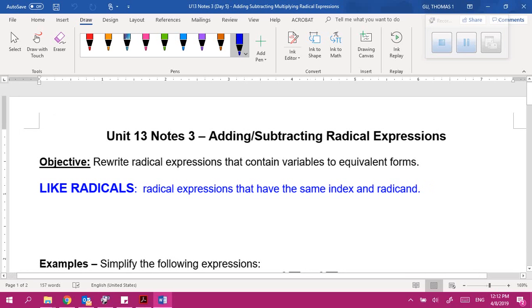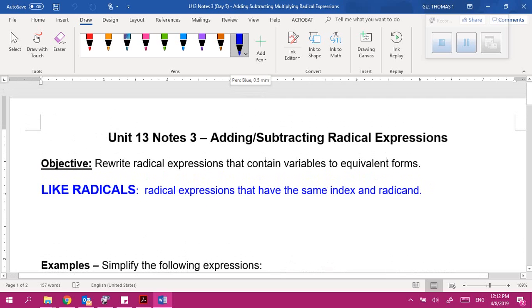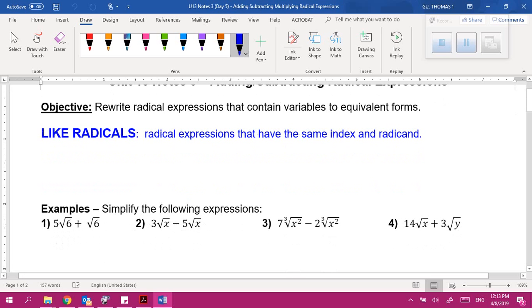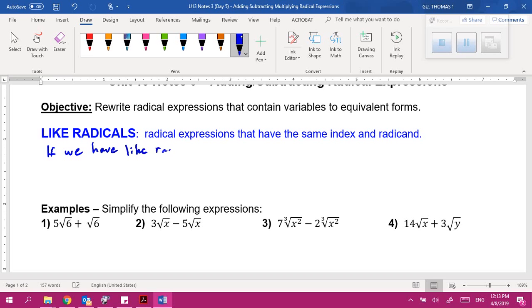So, first thing that we want to know is this vocabulary term, like radicals. Like radicals are radical expressions that have the same index and the same radicand. Now, why is that important? Because if we have like radicals, then we can add or subtract the radical terms.